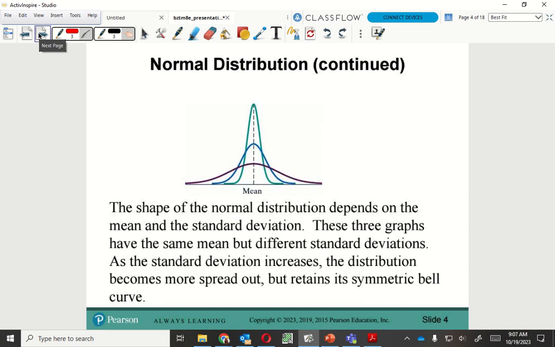Normal distribution. The shape of the normal distribution depends on the mean and standard deviation. Mean, what was the mean again? Do you guys remember? What was it?